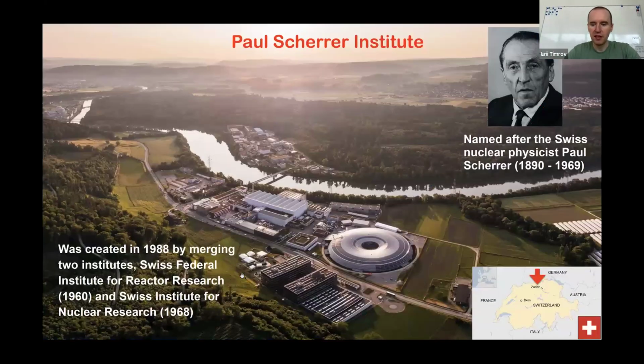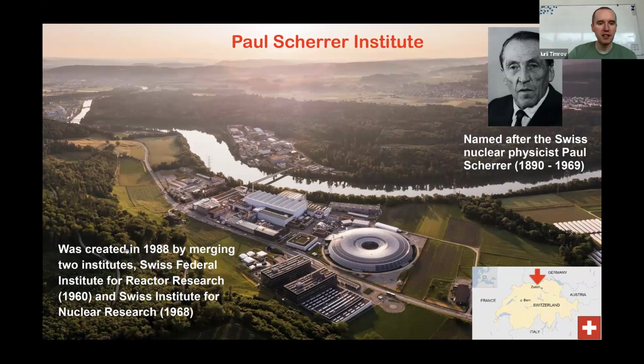So let's continue. Let me start first of all with a brief introduction about the institute where I'm working. I work in the Paul Scherrer Institute in Switzerland, in the center of Europe. This institute is named after the Swiss nuclear physicist Paul Scherrer. And this photo shows you the institute is divided by the river in two parts. Historically, there were two institutes, one on the left side of the river and another on the right side of the river. They are called East and West.